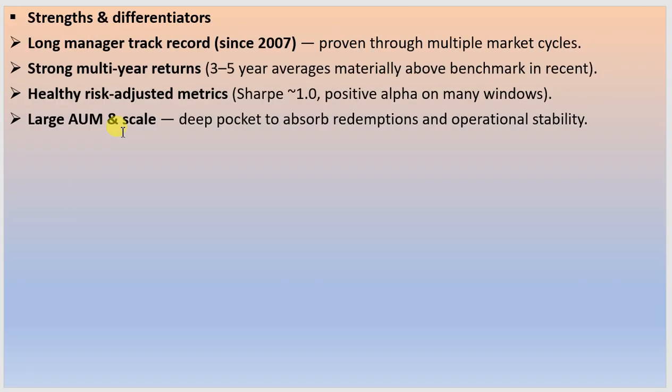Strength and differentiation. Long-term track record since 2007, proven through multiple market cycles. Strong multi-year returns: 3 to 5 year averages materially above benchmark in recent periods. Healthy risk-adjusted metrics, Sharpe ratio 1.0. Positive alpha on many windows. Large AUM and scale: deep pockets to absorb redemptions and operational stability.